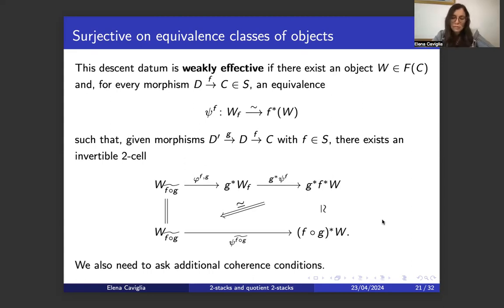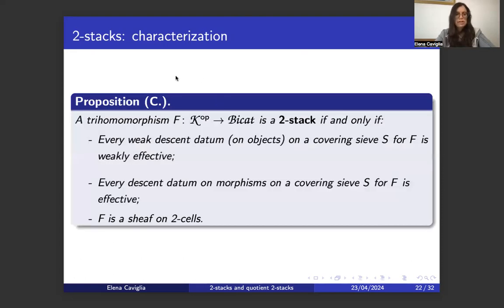And so summarizing, the characterization says that a triomorphism is a two-stack if and only if every weak descent datum is weakly effective, every descent datum on morphisms is effective, and F is a sheaf on two-cells. And these conditions are quite nice, and they look similar to the ones that we have for a stack. And they are also quite easy to use in practice.